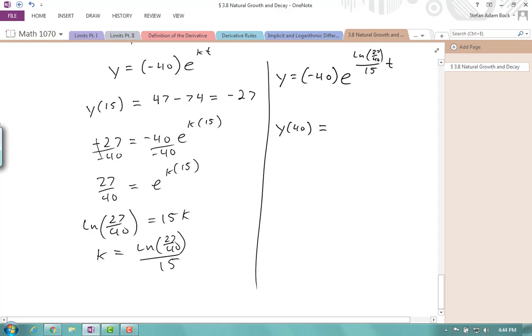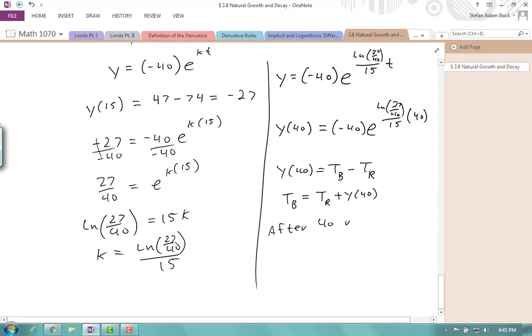This is equal to negative 40 e to the natural log of 27 over 40 over 15 times 40. Now I'm just going to leave it like that. But remember that the y value is equal to the bowl minus the room. So if I want the temperature of the bowl, I have to add the temperature of the room to both sides. It's the temperature of the room plus y of 40, which means after 40 minutes, the temperature of the bowl is equal to 74 plus y of 40.